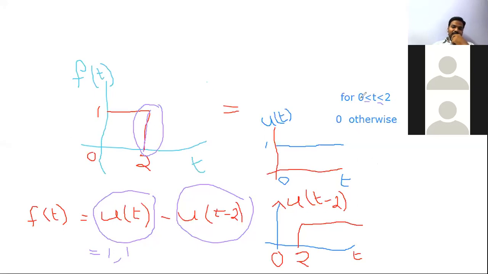Why? Because at time t is equal to 0, the slope changes, and at time t is equal to 2 also, again the slope changes. So whenever the slope is going to change, obviously we should not include the equal to symbol. So in between 0 and 2 only, the amplitude of f of t is equal to 1.